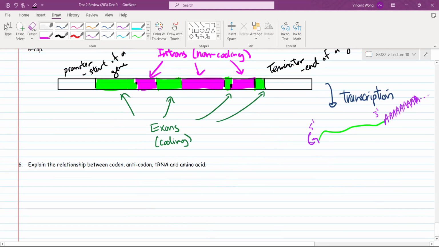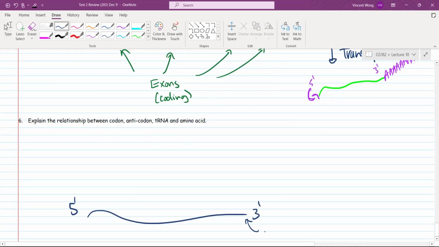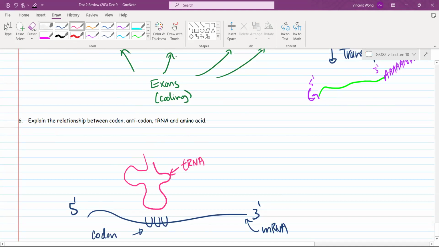All right, explain the relationship between codons, anticodons, and tRNA. This is 5' and 3', and this would be the messenger RNA. And on it, you would have a codon, UUU, for example, codon. So then there is going to be a tRNA molecule, which is responsible for bringing the correct amino acid to the ribosome. Right here is the ribosome.